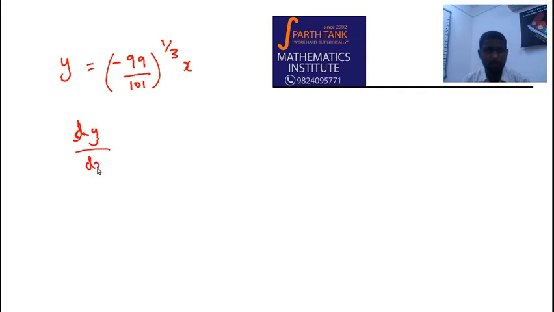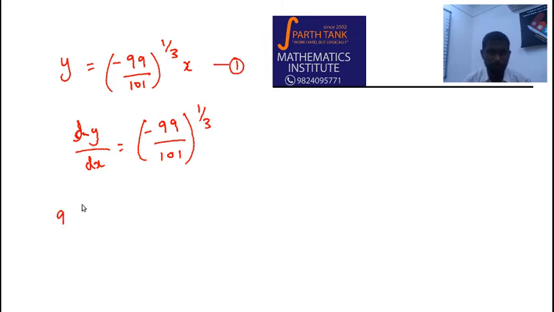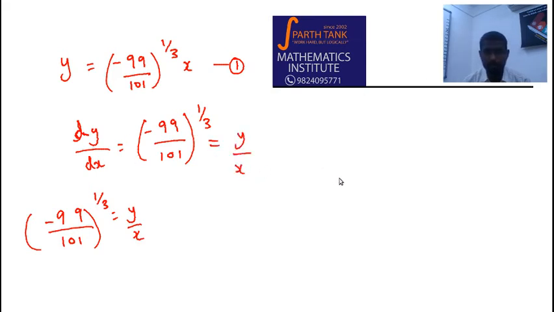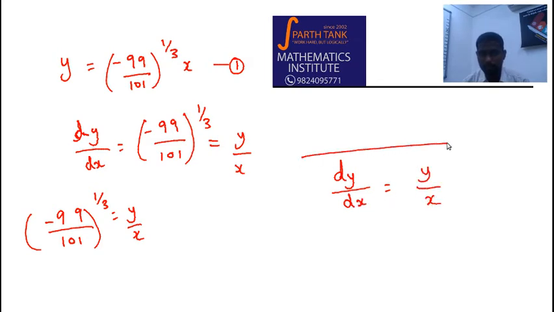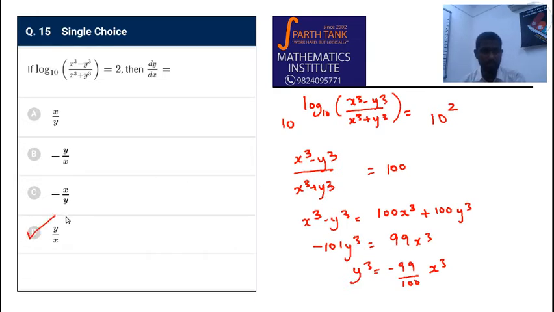Dy by dx you get is just this constant, minus 99 by 101 power 1 by 3, into 1. And if you see, this constant is nothing but y by x, right? From this equation 1 you can write minus 99 by 101 the whole power 1 by 3 is nothing but y by x. Therefore this is a case of dy by dx is equal to y by x. So it is option D, y by x.